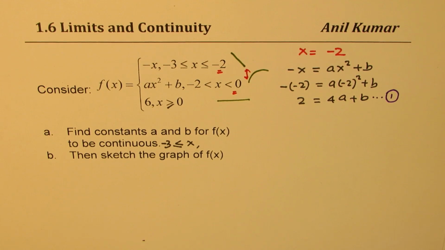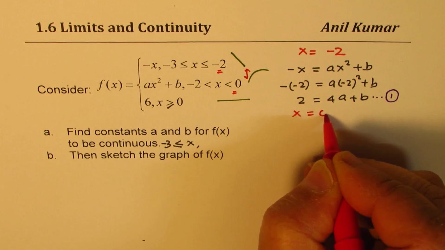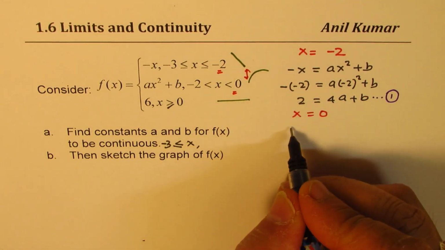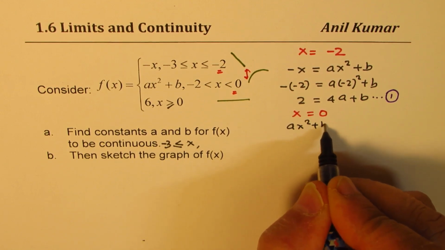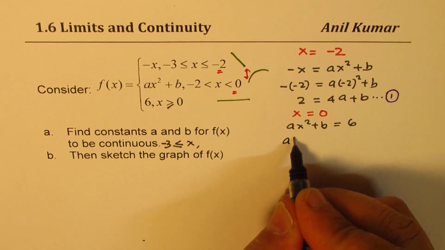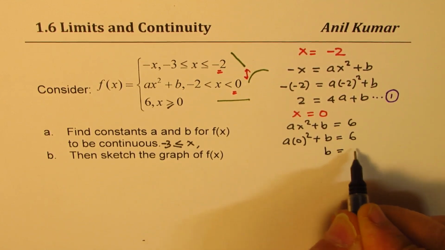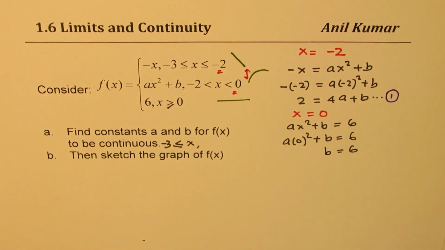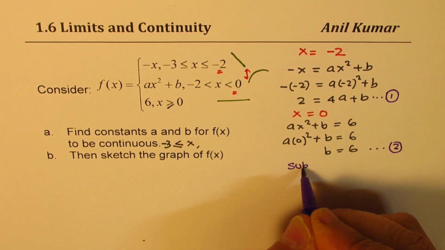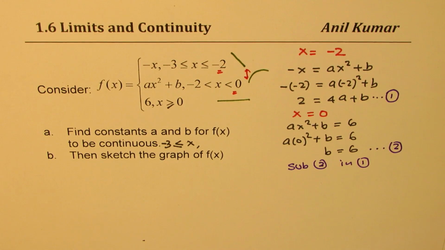From the second condition, which is at x equals 0, we'll get the second equation. Solving these two, we can find the value of a and b, right? So the second equation is ax squared plus b. That should be equal to 6. Substituting 0, we get a times 0 squared plus b equals 6, or b is equal to 6. So we finally get the value of b, which is 6. And if we substitute the value of b from 2 in 1, we get the value of a also, right?